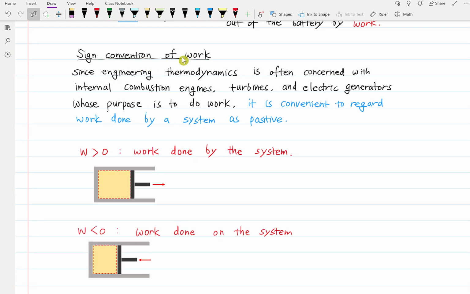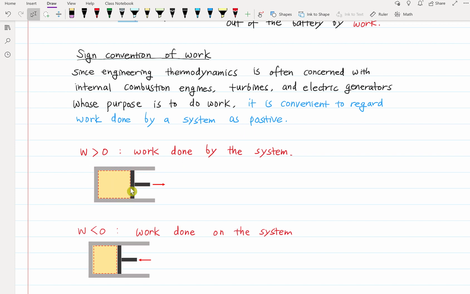Sign convention of work. Since engineering thermodynamics is often concerned with internal combustion engines, turbines, and electric generators, whose purpose is to do work, it is convenient to regard work done by a system as positive. So work done by a system is positive, and work done on the system is negative.